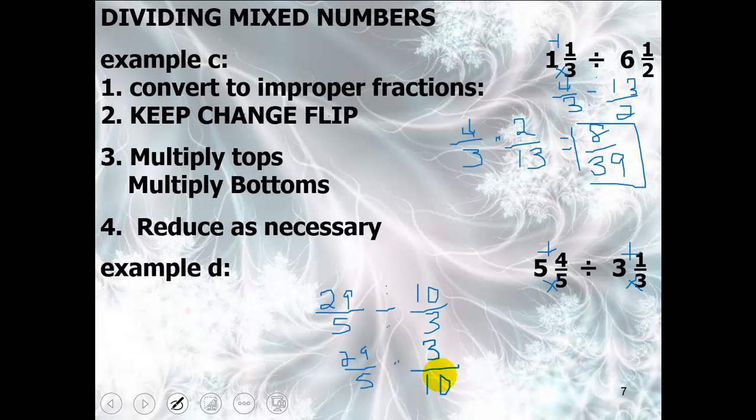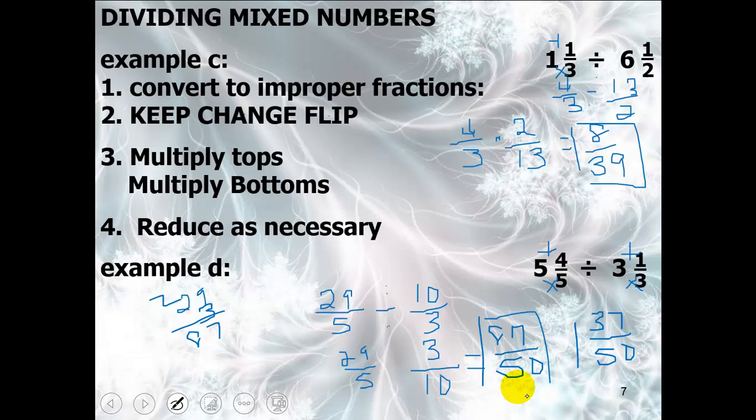29 is prime, 3 is prime, so I'm just going to multiply those together. 29 times 3, I'm going to go over here and do it, is 87. So I get 87 over 50. And if I divide that out, 50 is going to go into 87 one time, and I'm going to have 37 left over. Okay? Another way to check this is 1 times 50 is 50, plus 37 is 87. So you know you did it correctly.